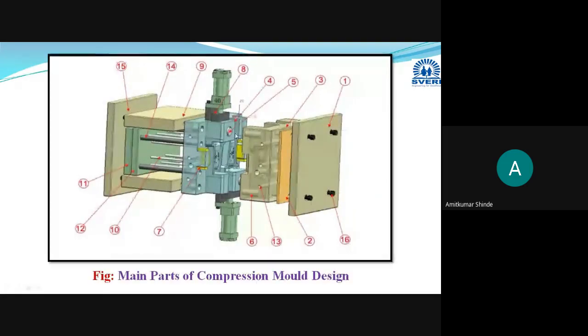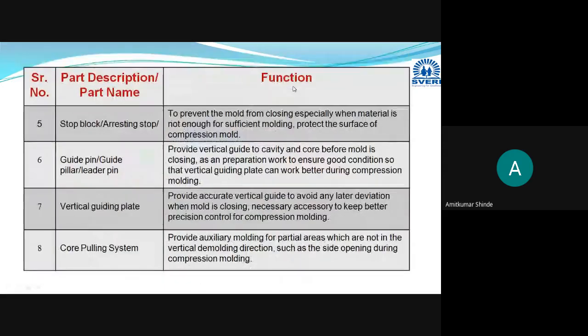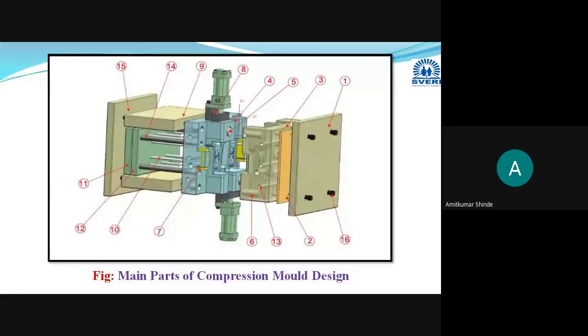The fifth part is the stop block. It is also named the arresting block or arresting stop. The function of the stop block is to stop the mold from closing when sufficient material has not entered the mold. If the mold is trying to close, it will avoid that closing.